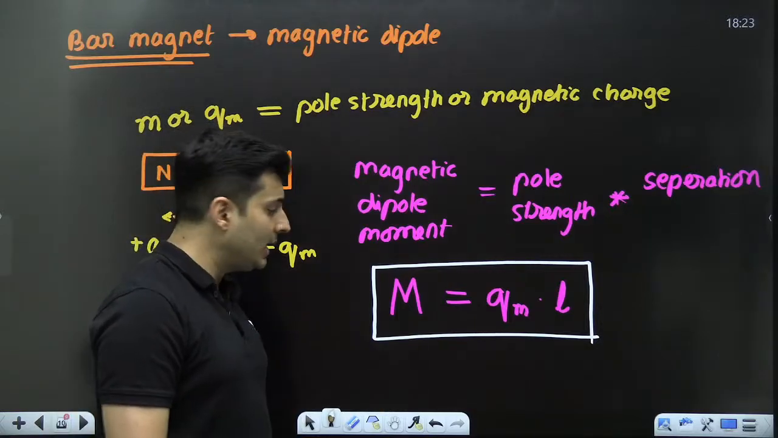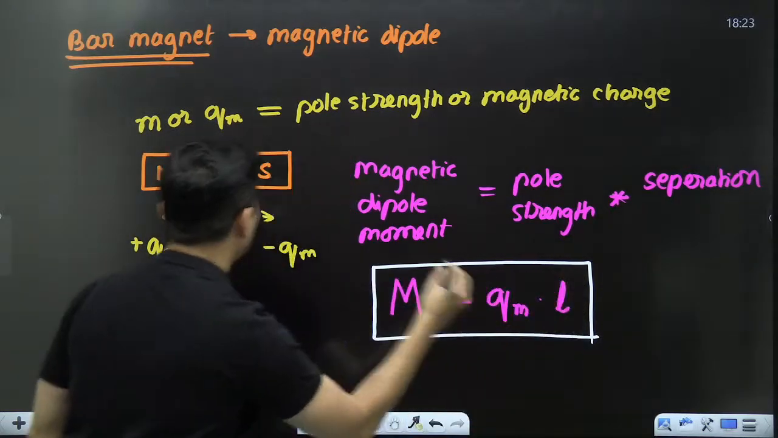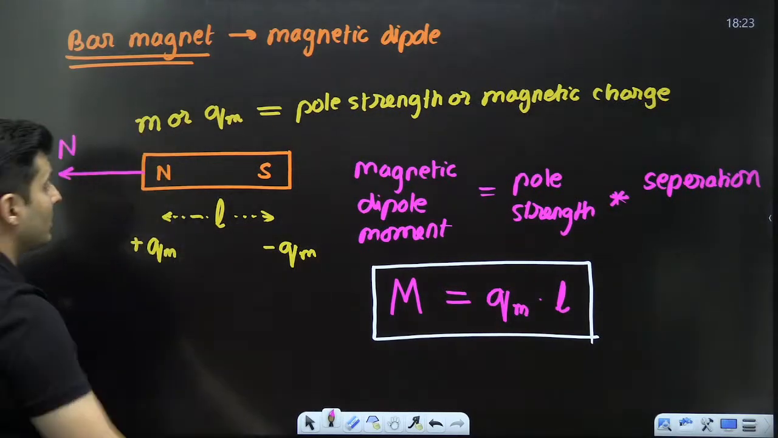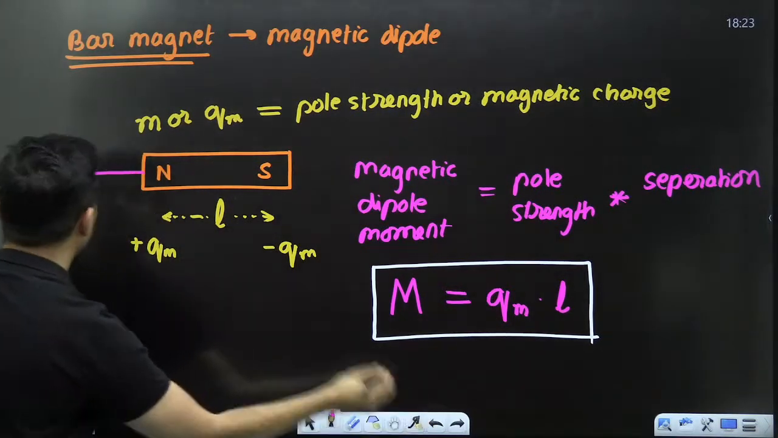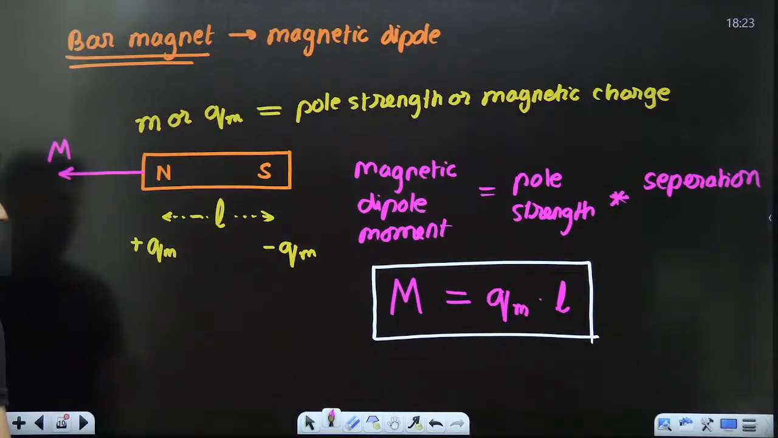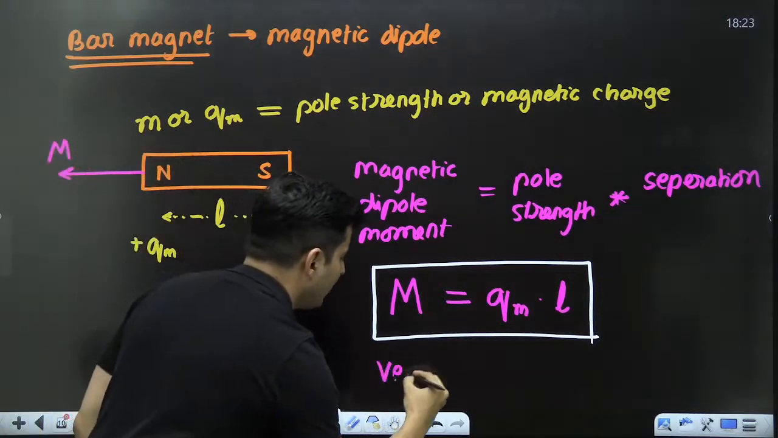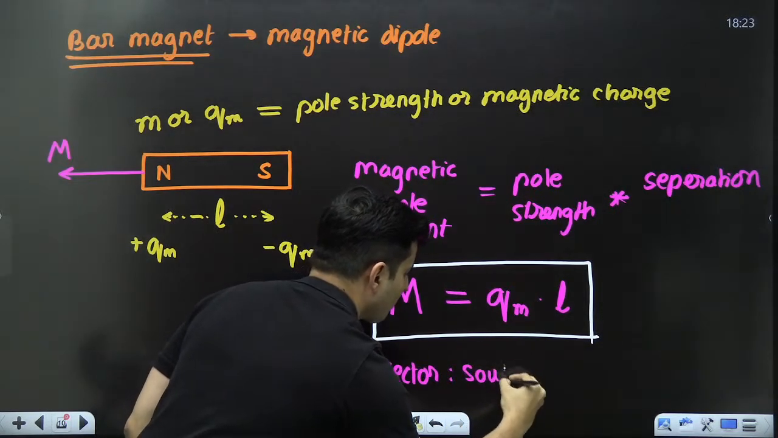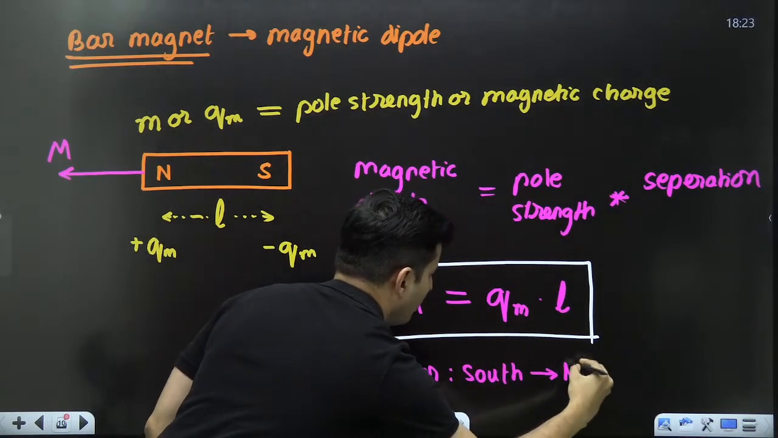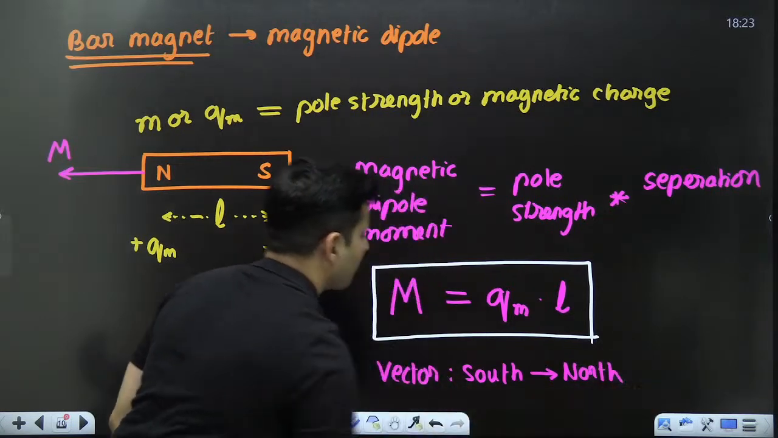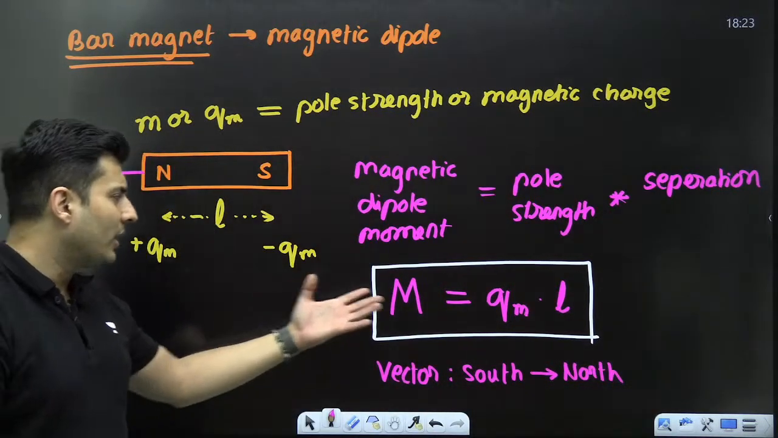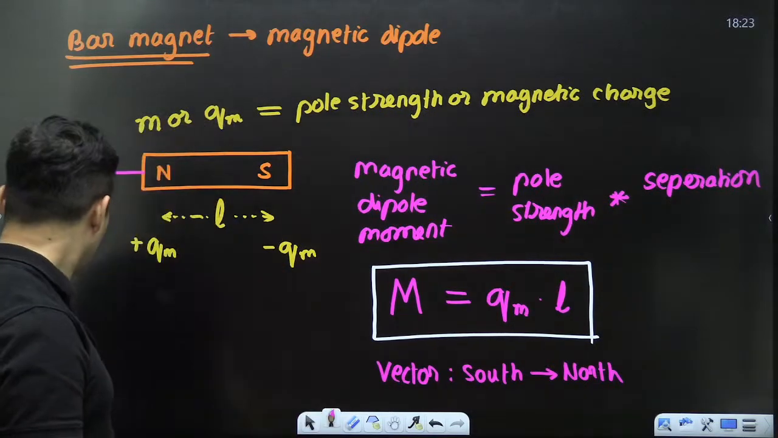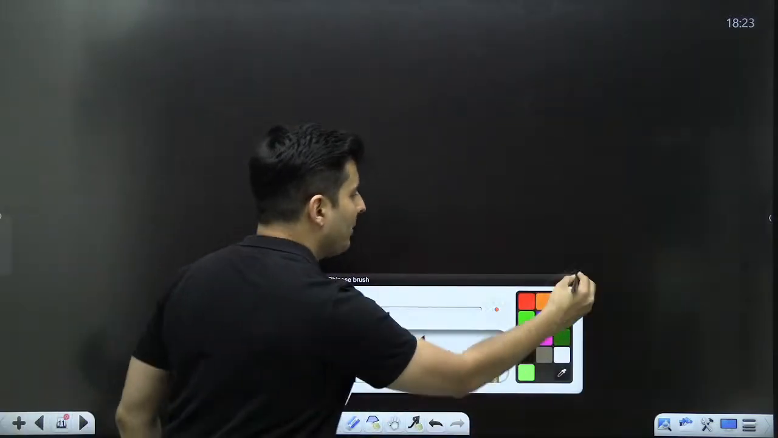This is a vector quantity. Yes, it is a vector quantity. Always it goes from south to north, not north to south. Keep this in mind. I know you guys are thinking, sir, what is the unit of magnetic dipole moment? Hold on, I'll come to it. Do you remember one thing?